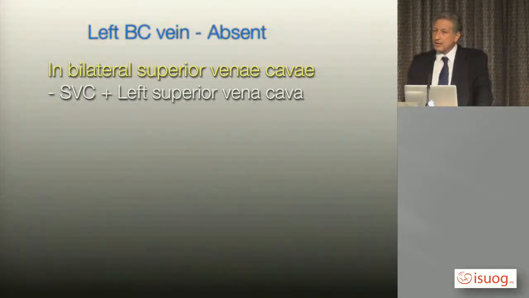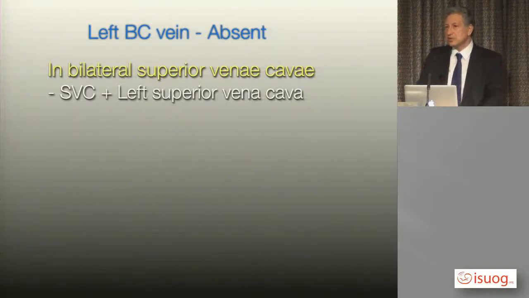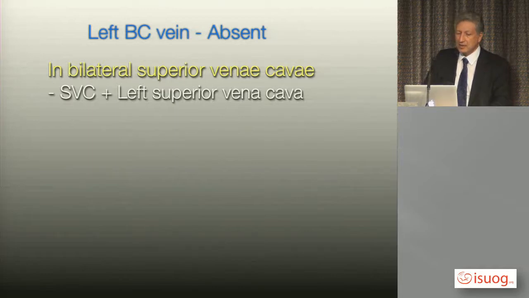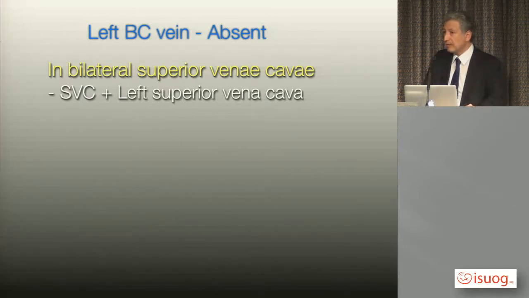I will show you then at the end. Now, occasionally, this vessel is also absent. When can it be absent? In the presence of bilateral superior vena cava. I never saw this bridging vein in bilateral superior vena cava, but Jim Huta told me, you have to read the literature.